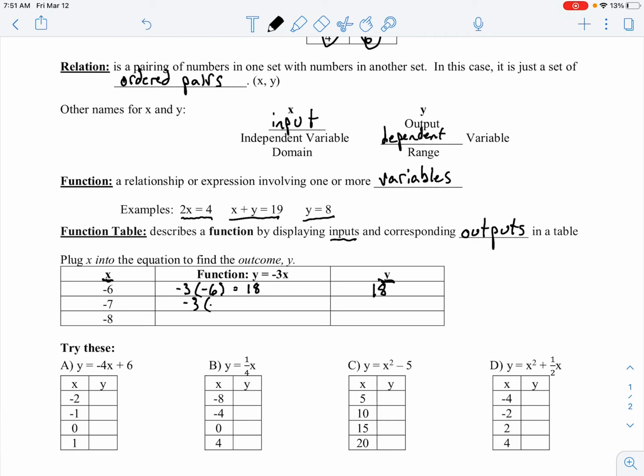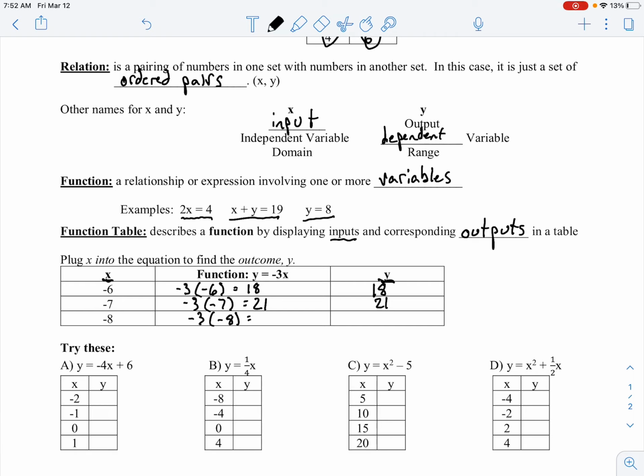Same thing, -3 times whatever our x is, so in this case, -7, is going to equal 21. So our output for our input -7 is going to give us an output of 21.